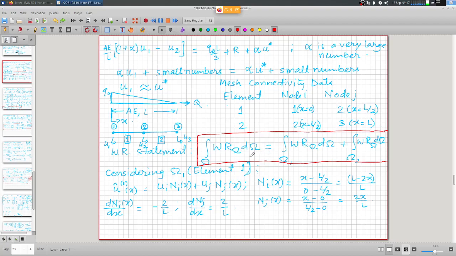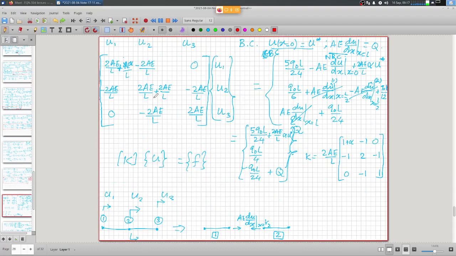So summation, this element level 1 equilibrium equation represents this weighted residual statement term, and element number 2 equilibrium equations represent this part of this weighted residual statement. Now we need to take care of this combination part. How do we combine these two sets of equations, linear simultaneous equations? So that is done by the process of assembly.